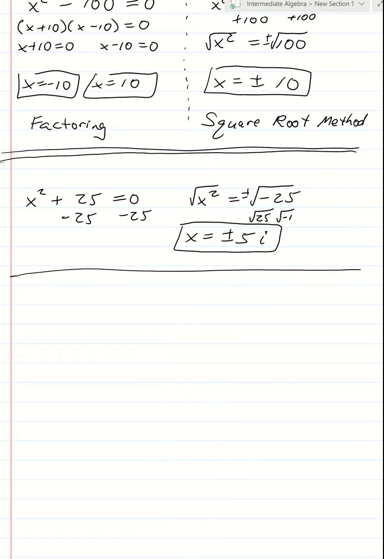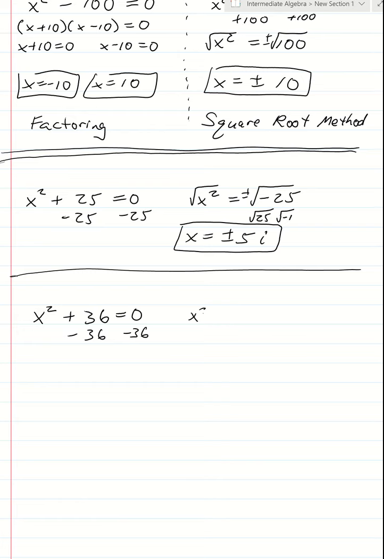Let's do another. Let's say we have maybe x squared plus 36 equals 0. Once again, this is not factorable. Okay, this is the sum of two perfect squares. But it is still solvable using, of course, the square root method. We begin by subtracting 36 over.